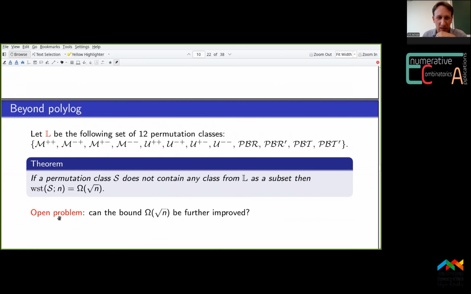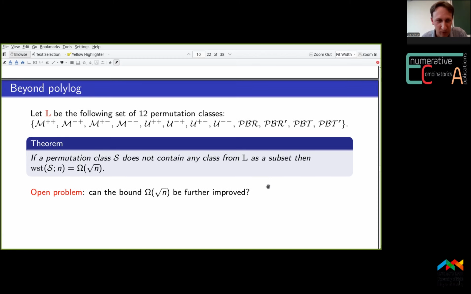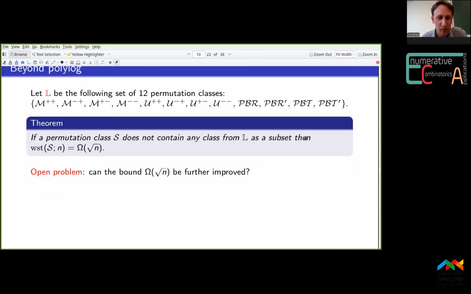And yes, I repeat the problem that I have already mentioned before. Can this square root of n be improved? Maybe it can, maybe all the way to linear. And the rest of my talk will be spent in explaining how this lower bound is proven, or rather explaining some of the ideas that appear in the proof. I will not get anywhere close to showing the full proof.